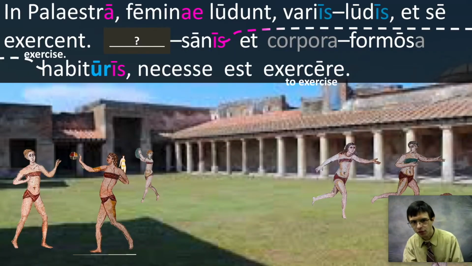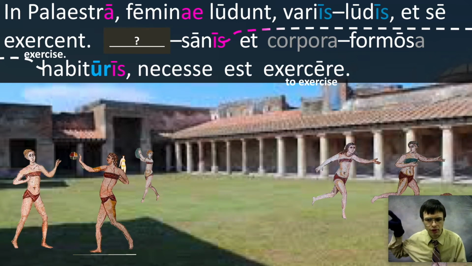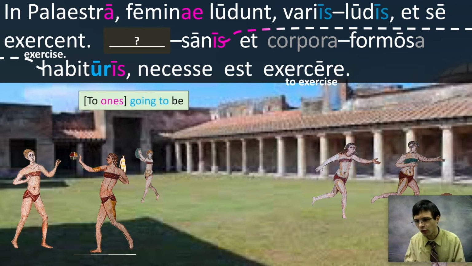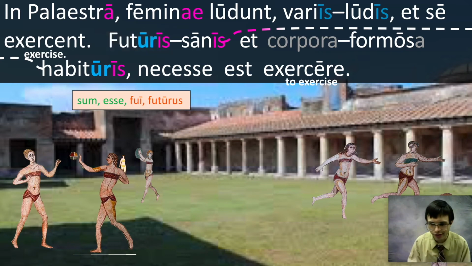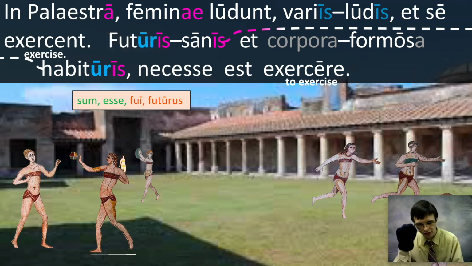In the practice field, the women play by various games, and they exercise themselves. To healthy ones going to blank and going to have shapely bodies, it is necessary to exercise. To healthy ones going to blank, what would that be? Well, if you remember from the story, one's going to be, so, or to future ones, you might say, because there's the Latin. All right, so this is the exception. It's just futuris. Yes, futuri sanis, to future healthy ones.